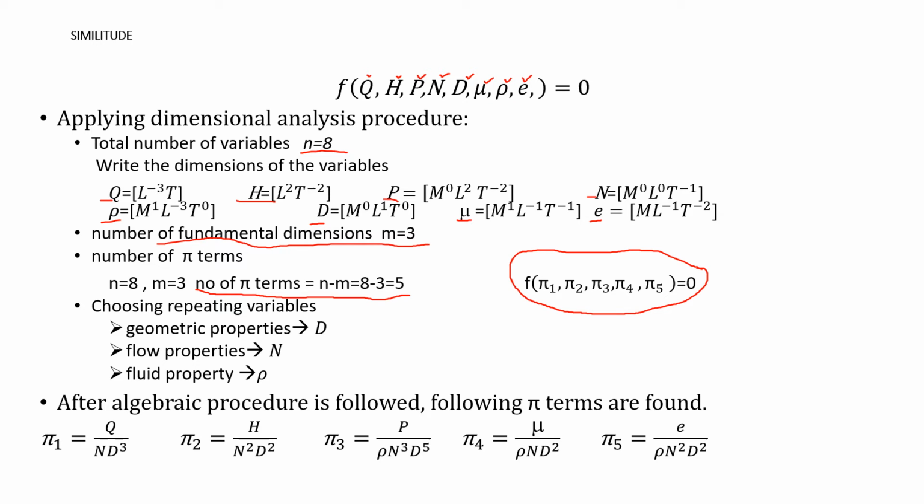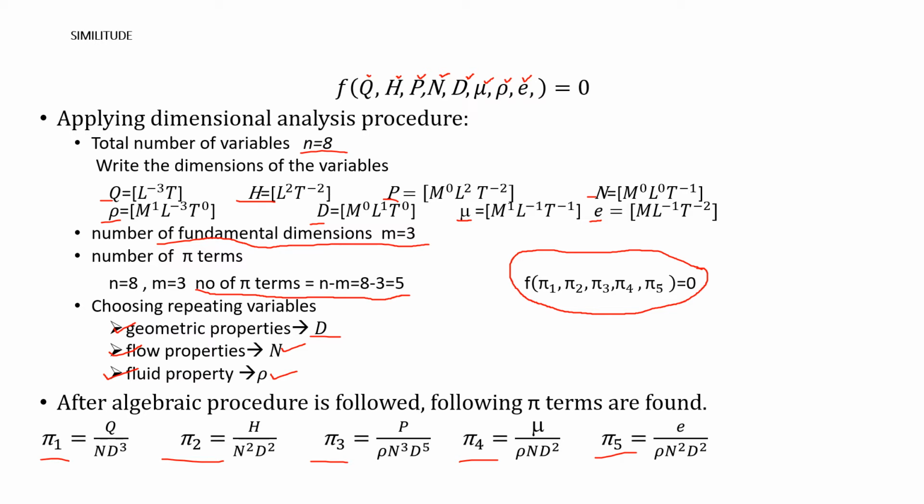Now let us apply the Buckingham pi theorem procedure here to group them into dimensionless groups. For that we need to select repeating variables. The first repeating variable is the geometric property, I have taken as dimension D, the second one is the flow property, I have considered speed N, and for the fluid property I have considered density rho. By applying the Buckingham pi theorem procedure, you will get 5 pi terms. I have written the pi terms here: pi 1, pi 2, pi 3, pi 4, and pi 5.